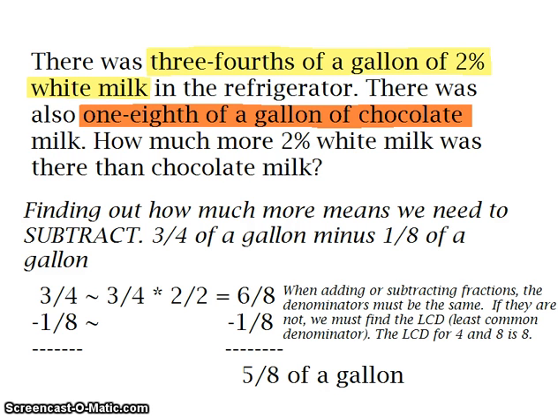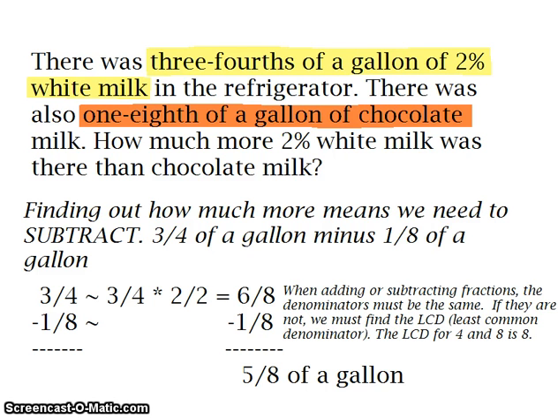So in order to change the denominator 4 to an 8, what we're going to have to do is figure out what number we need to multiply the 4 by in order for it to equal 8, and that is 2. So we need to multiply 3/4 times 2 over 2.